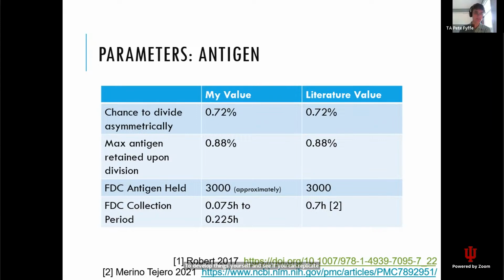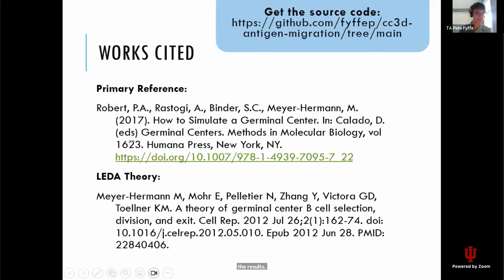So I think that's about it. I talked about asymmetric division, and my source code is available on GitHub if anyone would like to take a look. It gives you a general idea of all the features in CombiCell.